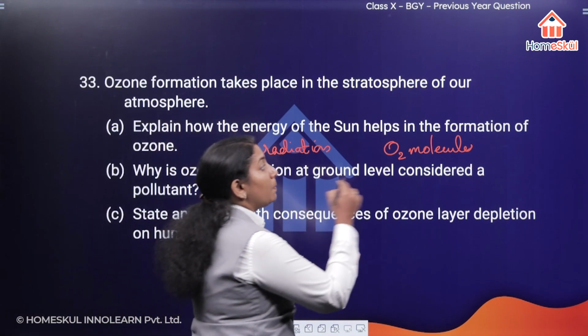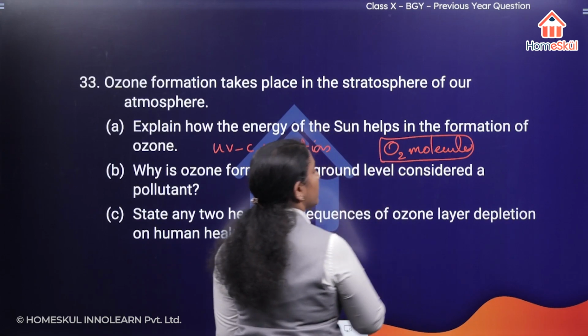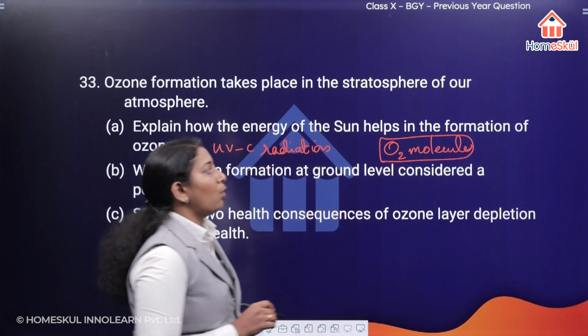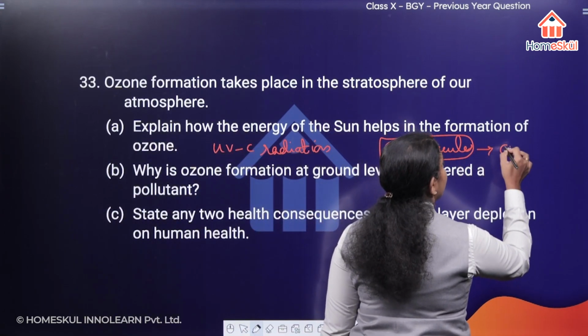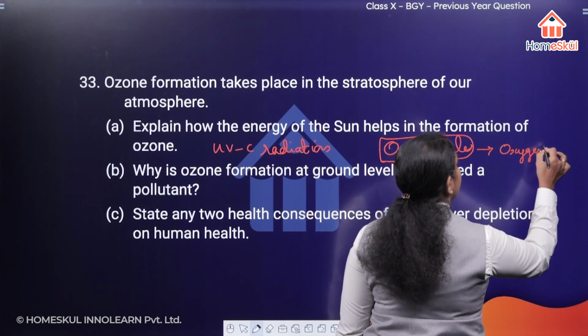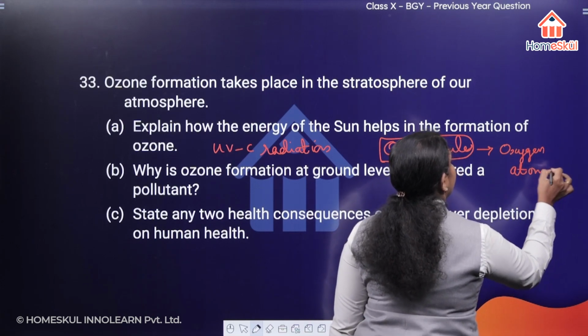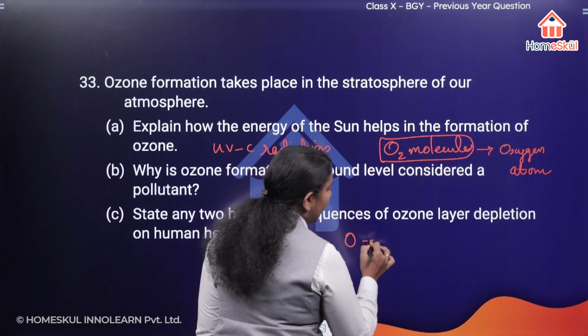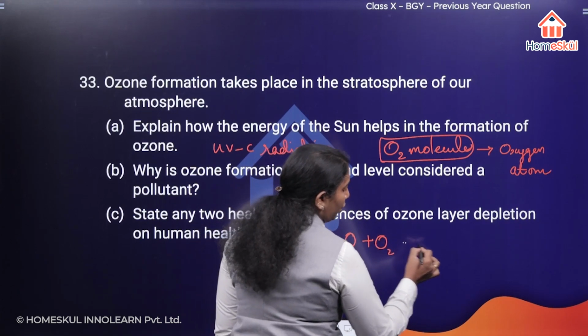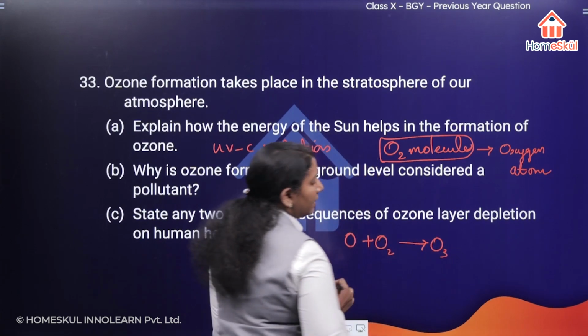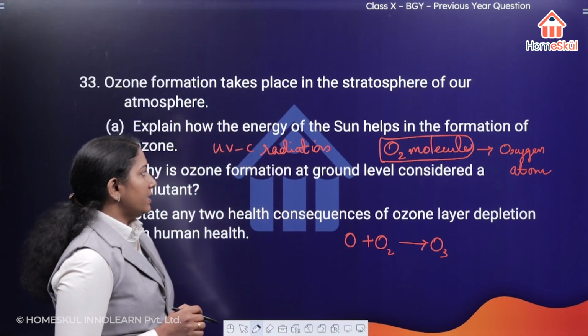This UVC radiation will split the oxygen molecules into oxygen atoms. Then these oxygen atoms will again combine with the oxygen molecules, forming the ozone, O3. So that is the condition.